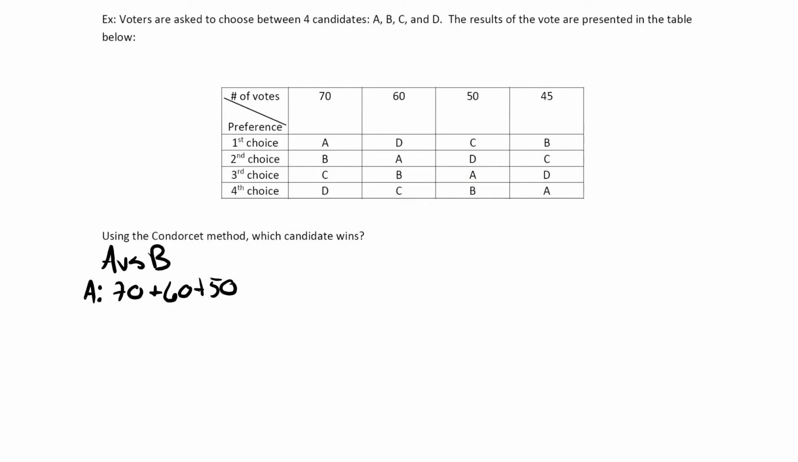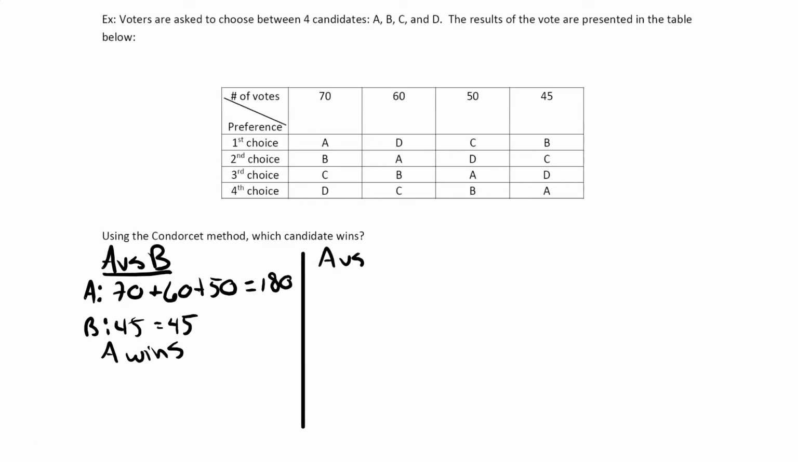In the last column, however, B is the first rank, A is the last, so those votes will not go to A. So in that battle, A wins. Now let's look at A versus C.